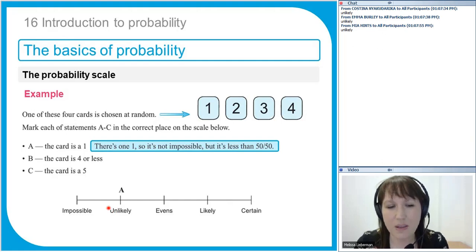How about B? What's the probability that the card is 4 or less?